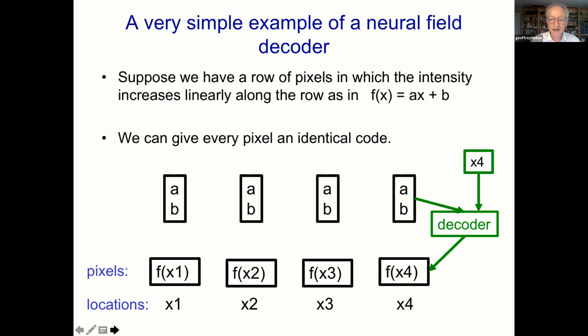And what's more, we can reconstruct the pixels from this representation, provided we give the decoder the location that we're reconstructing for, because then we can implement that equation. So that's a very simple example of a neural field.